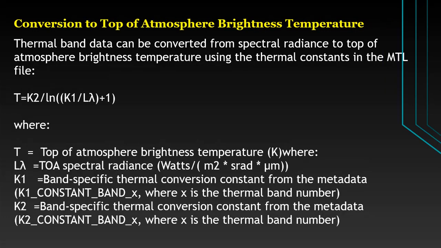Conversion to top of atmosphere brightness temperature. Thermal band data can be converted from spectral radiance to top of atmosphere brightness temperature using the thermal constants in the MTL file. T is equal to K2 divided by natural logarithm of K1 divided by L lambda plus 1, where T is equal to top of atmosphere brightness temperature in Kelvin. L lambda is equal to top of atmosphere spectral radiance. K1 is equal to band-specific thermal conversion constant from the metadata. K2 is equal to band-specific thermal conversion constant from the metadata.